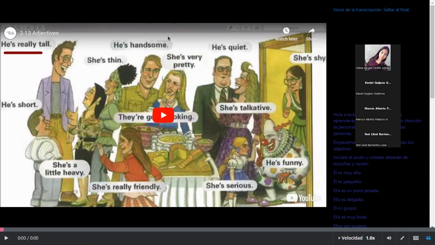He's really tall. He's short. She's a little heavy. She's thin. She's really friendly. He's handsome. She's very pretty. They are good looking.